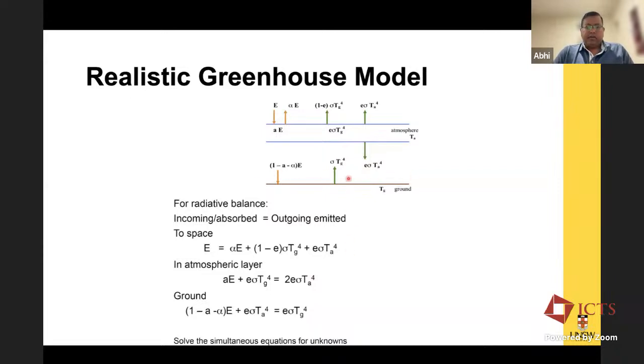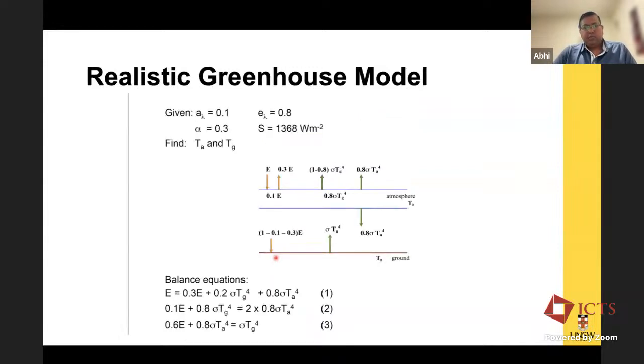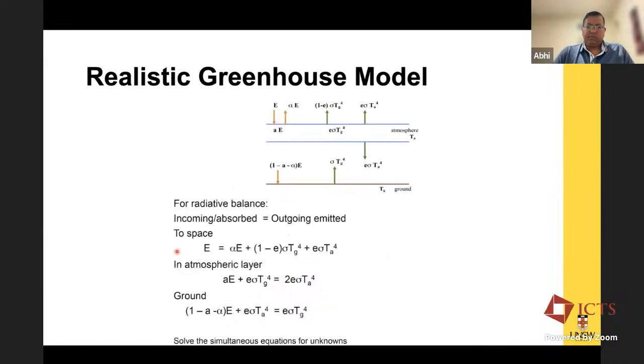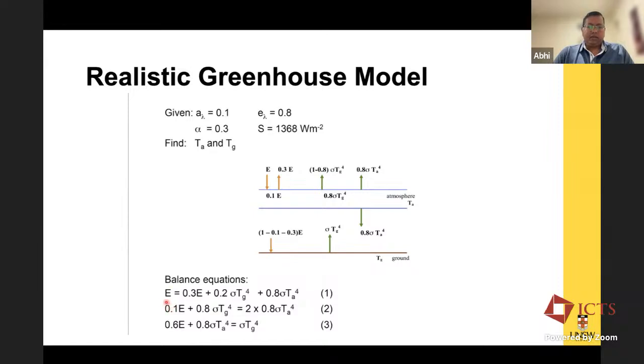And then looking at the ground again, you have this component here added to this component here, and then you have whatever is outgoing, which is sigma T_G to the power 4. So now we have 3 equations, and we have the known numbers. We can assume the absorption coefficient is 0.1, emissivity is 0.8, the albedo is 0.3, solar constant is 1368, and we can plug these numbers into the equations as before, and what you can get is these 3 equations, which can be easily solved simultaneously.